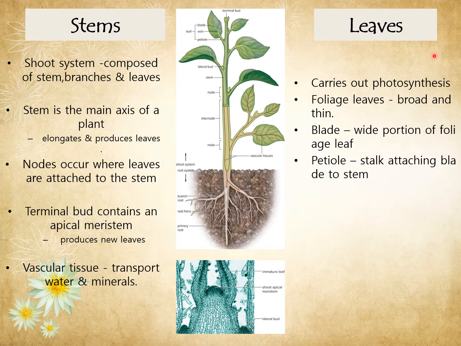Next we go on into leaves. What are leaves? They carry out photosynthesis. We have foliage leaves, which is this part here, called foliage. It is broad and thin. And then we have the blade, and then we have the petiole, which is the stalk attaching the blade to the stem.